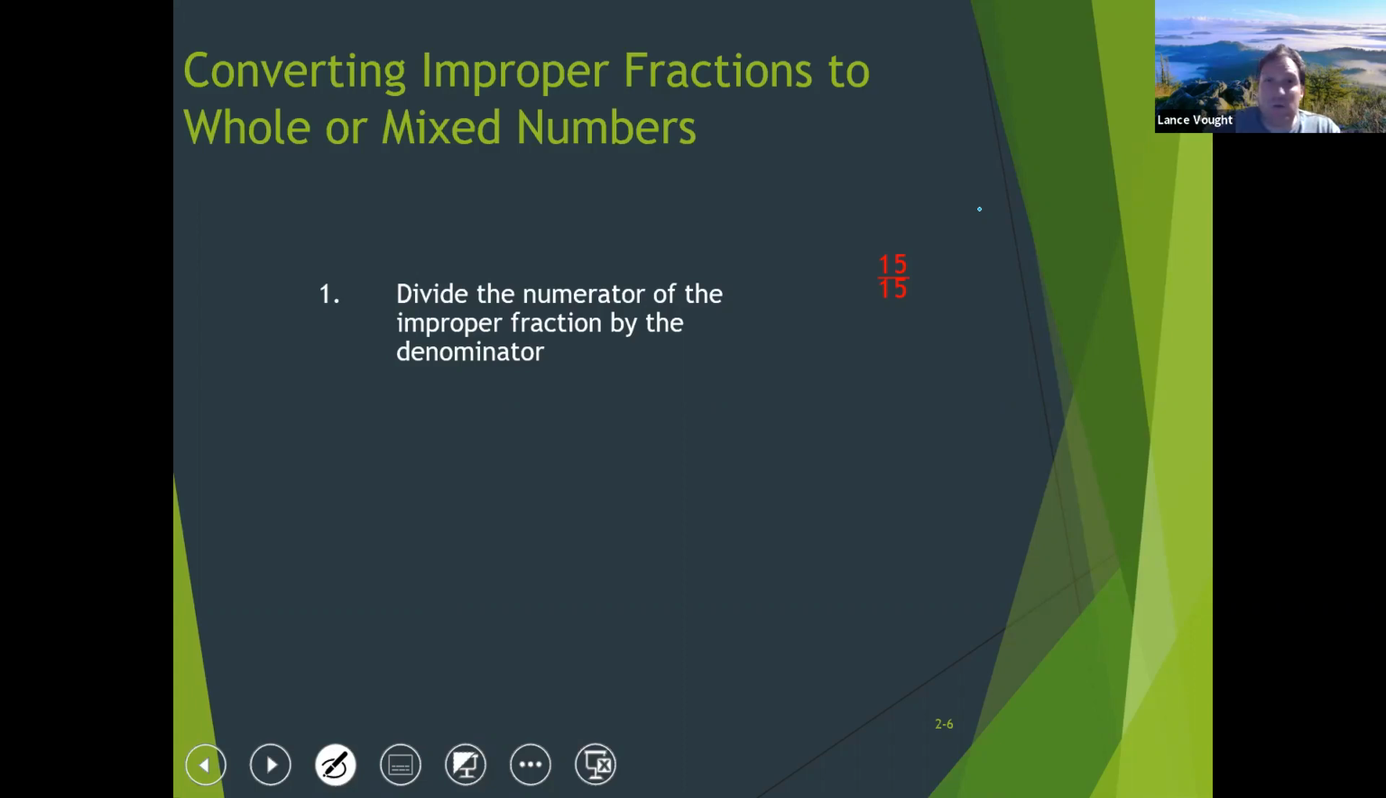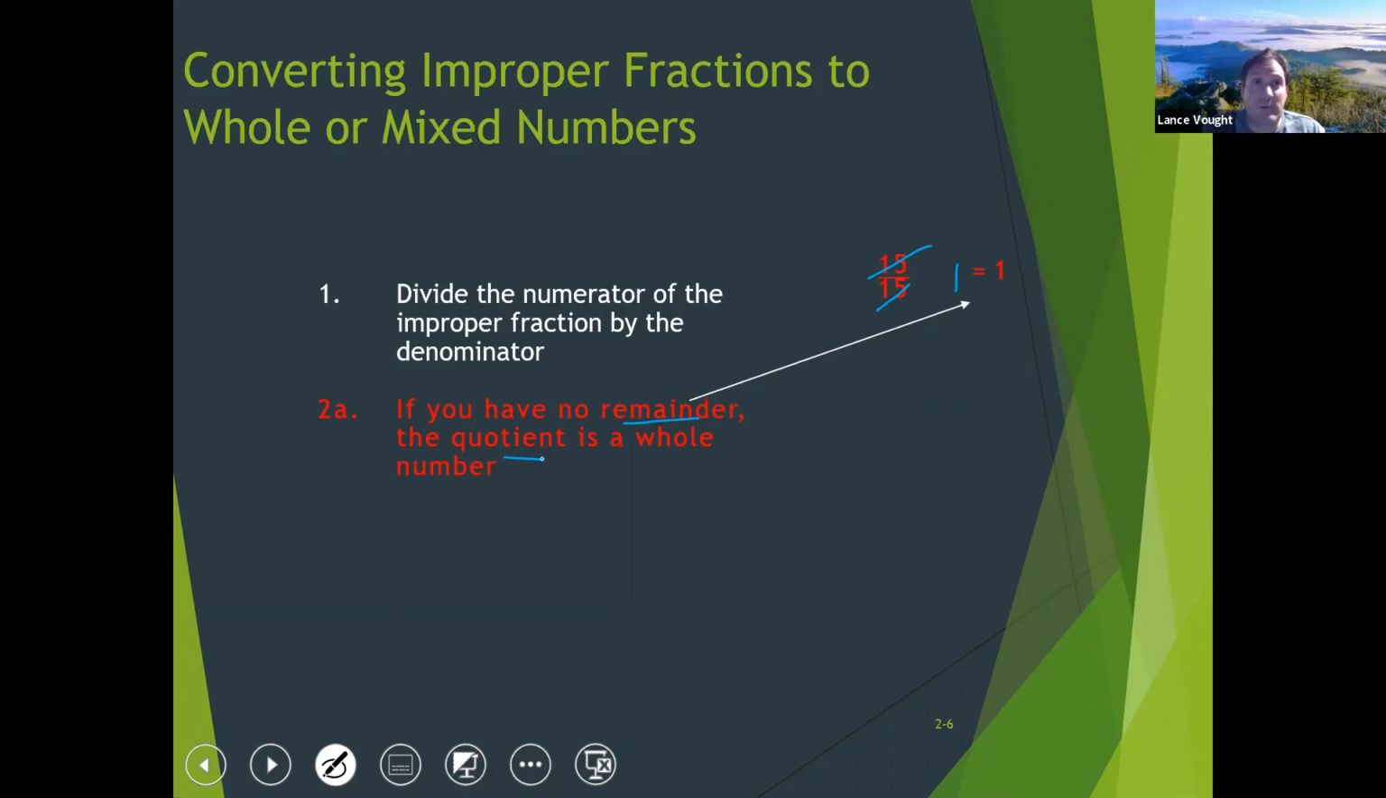So in this example, we have 15 fifteenths. Well, how many times does 15 go into 15? 1. Is there anything left over? No, because 15 minus 15 is 0. So your answer there is 1. If there is no remainder, then your quotient, so what is a quotient? The quotient is the final answer of a division problem. A product is the answer when you have a multiplication problem. A quotient is the answer when you have a division problem.